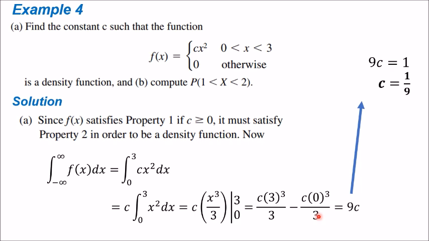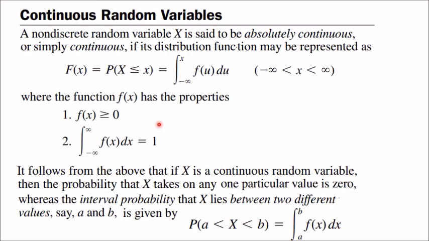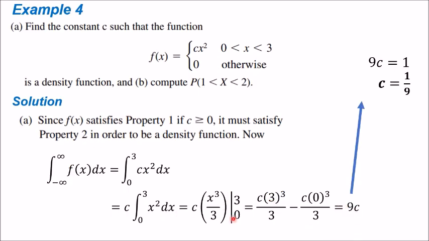Now, since c is what we are looking for, we know that this formula is equal to 1. Going back to our condition number 2, this is equal to 1. So we equate our answer, 9c, to 1. 9c equals 1 based on the condition. Then solve for c: divide both sides by 9, so we have c equals 1 over 9. Simple, right? That is for our letter A.